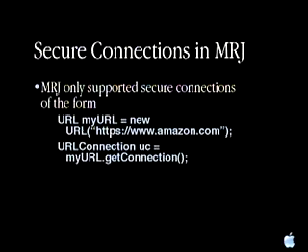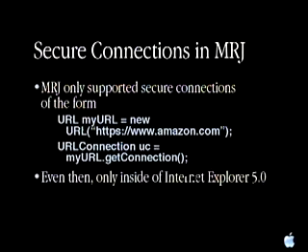Okay, let's switch gears now, and we'll talk about secure connections in general. And first, let's talk about what you had available to you in MRJ. In MRJ, you could only make a secure connection that was based around a URL connection. And even then, you could only do it inside of IE5. And even then, it was buggy.